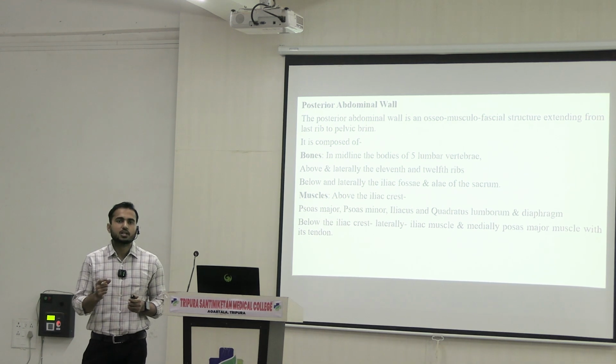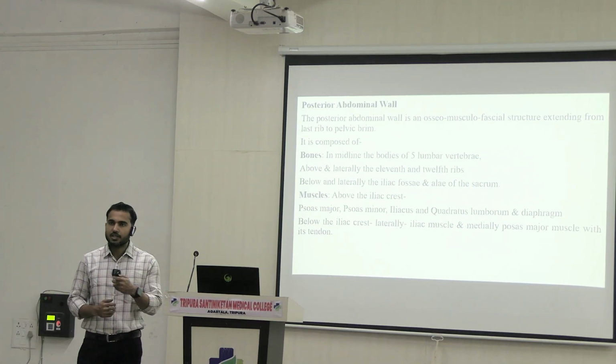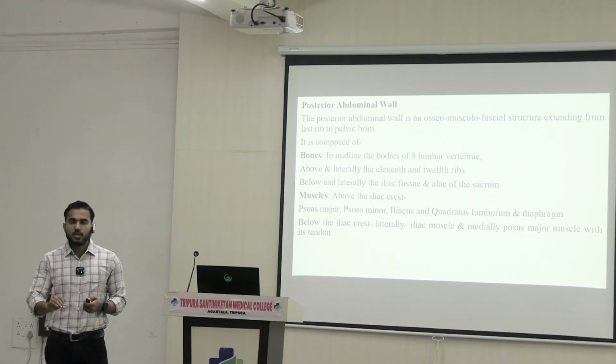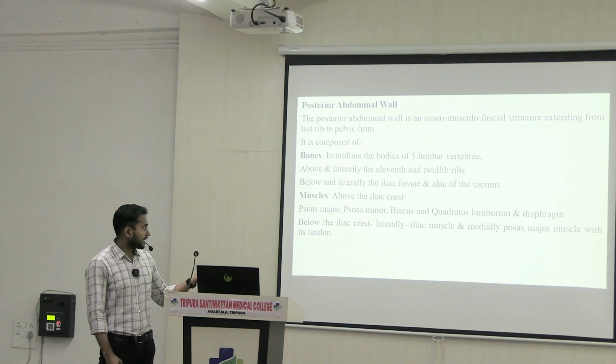Anterior to this psoas major muscle, the psoas minor muscle is present. Then if you go laterally, quadratus lumborum is there. Next, if you go below into the iliac fossa, you will be getting the iliacus muscle. Next, the respiratory diaphragm is also there.